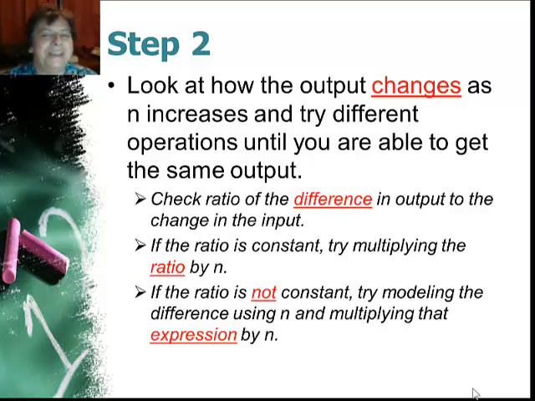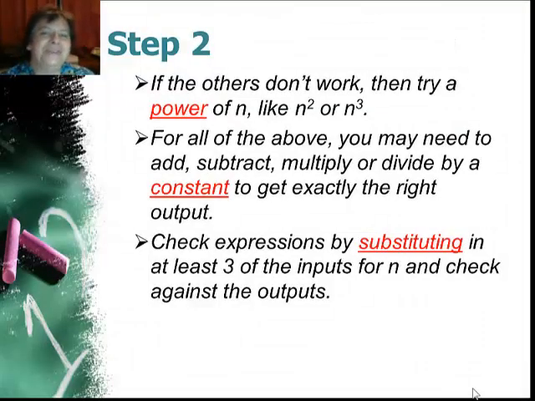I know it feels complicated. I'm going to show you an example. Don't lose your steps. Other things you can try: if the others don't work, try a power of n, like n squared or n cubed. Normally, we don't do a lot of powers of n, so I don't expect it, but you might end up with that. And for all of the above, you may need to still add, subtract, multiply, or divide by a constant to get it to match up just right. Usually it's an add or subtract if it's a linear relationship. Finally, check your expressions by substituting at least 3 of the inputs for n and check it against the outputs.